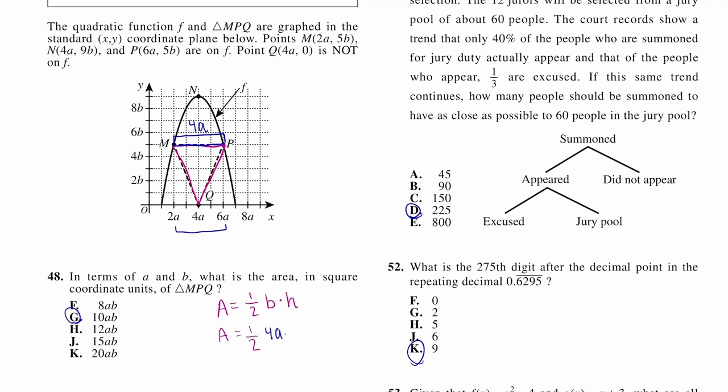Times, let's find our height. It looks like we go from here up 1, 2, 3, 4, 5. 5b. So let's just do the math. Half of 4a is 2a. 2a times 5b. 2 times 5 is 10. And then you just squish ab together. So that gets us letter G. I'm going to erase my work there so that I can write on it again if I need to.